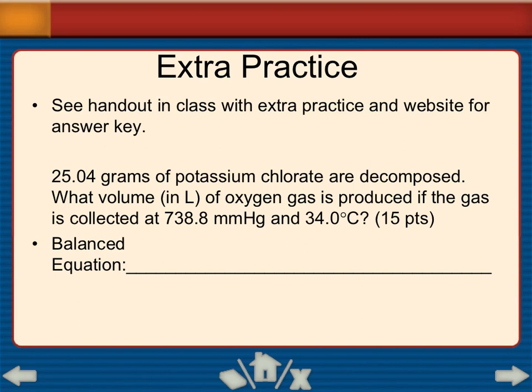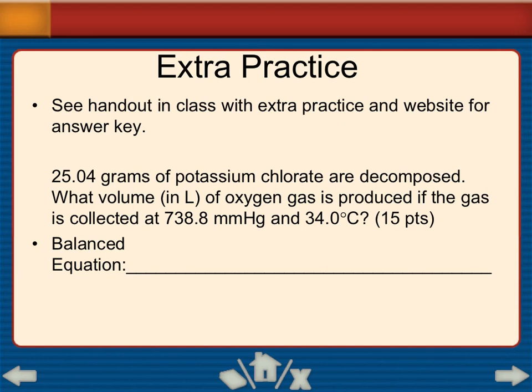Okay, so this is another kind of problem. This is more practice, and there is a worksheet in Schoology that has a number of these problems along with their answers. So in this case, we're going to start with 25.04 grams of potassium chlorate. It is decomposed. What volume in liters of oxygen gas is produced if the gas is collected at 738.8 millimeters of mercury, 34.0 degrees C?